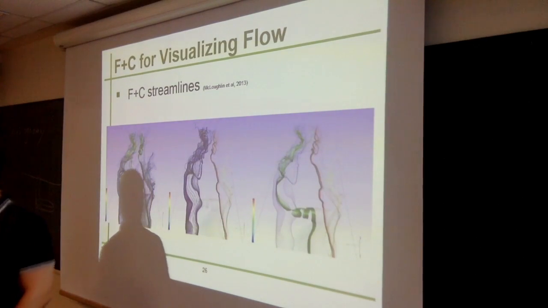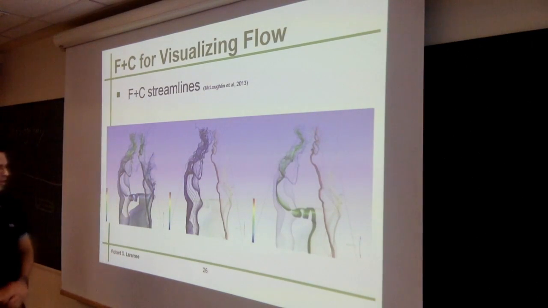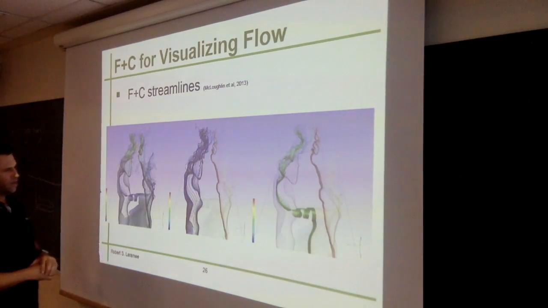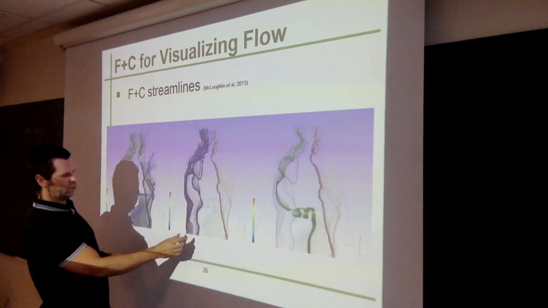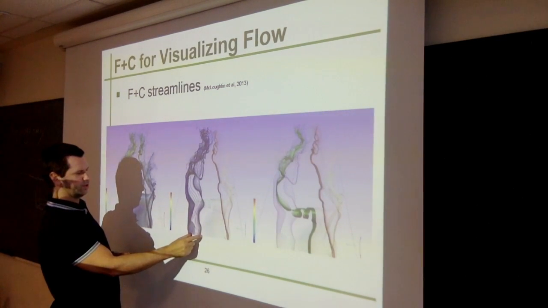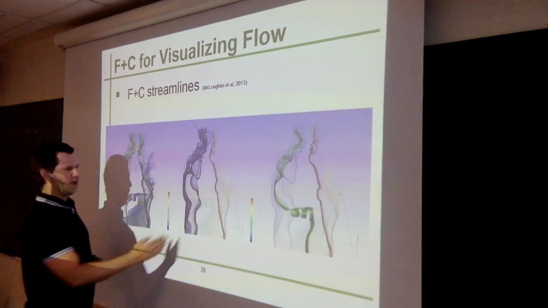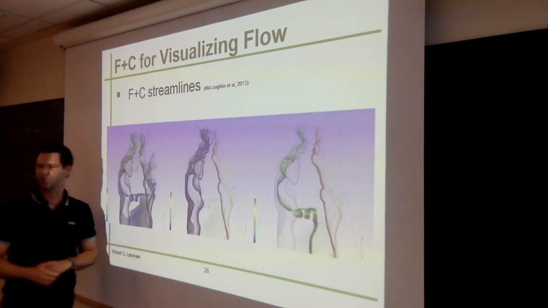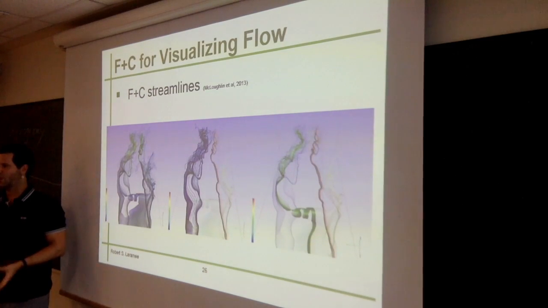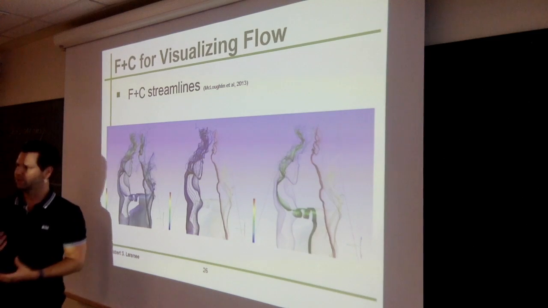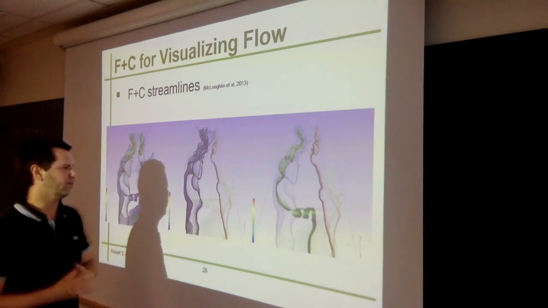These are focus and context streamlines. We're going to talk about streamlines later on. These are all the streamlines together, and this is what they look like if the user clicks on a certain cluster and focuses on them, and then the remaining streamlines serve as context. In other words, they're rendered in a semi-transparent way.